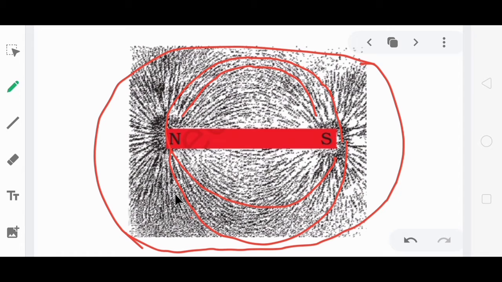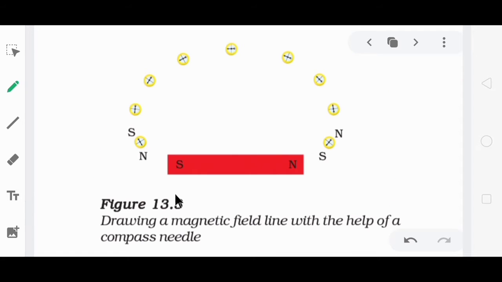How to form this? I'm sharing a video along with this video, and you can find the construction of magnetic field lines easily. For that purpose we need a compass, a bar magnet and a ruler. I suggest you watch the video first, then come to this point. How does the formation of a magnetic field line take place on a paper?